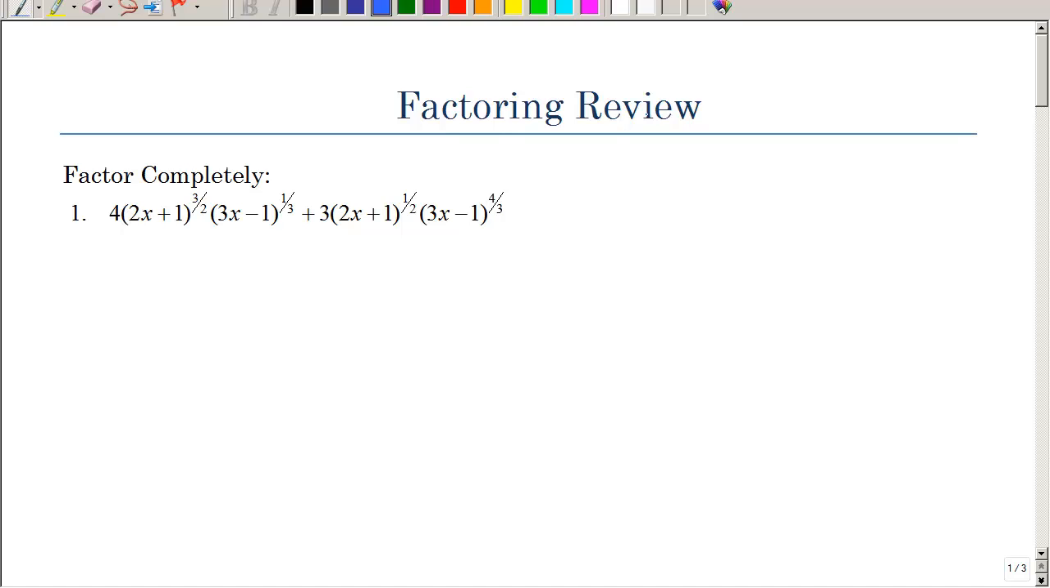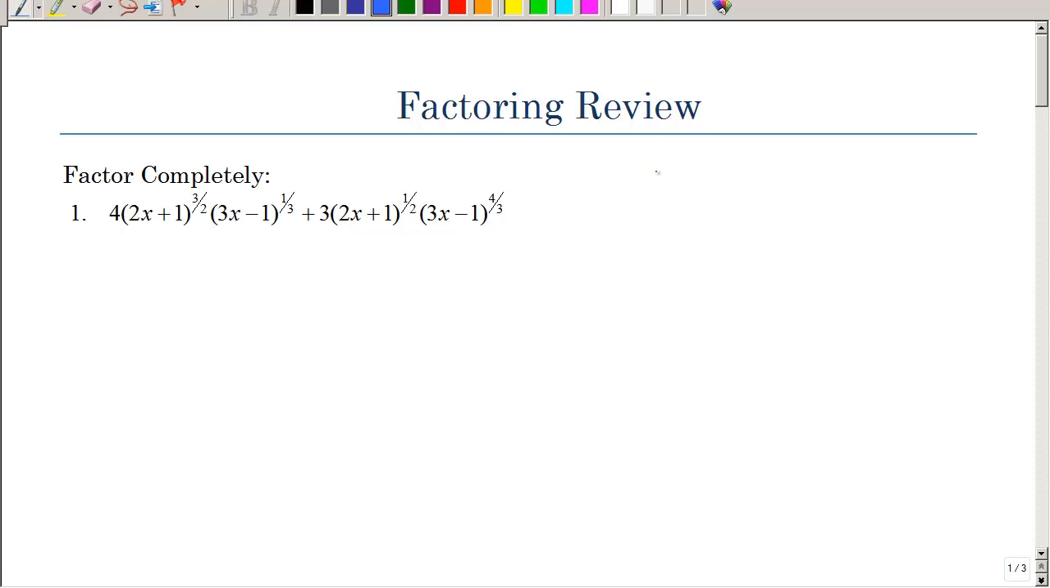We are going to review some factoring skills and then apply those skills to solve some very strange looking equations. Trust me, you will see this in Calculus 1 many times, and your teacher is going to think, oh, well, you know how to factor.